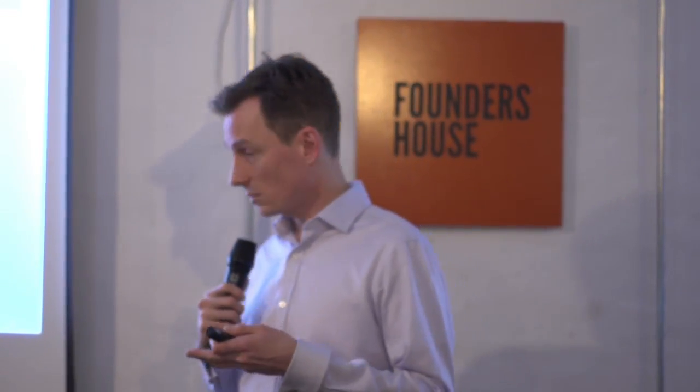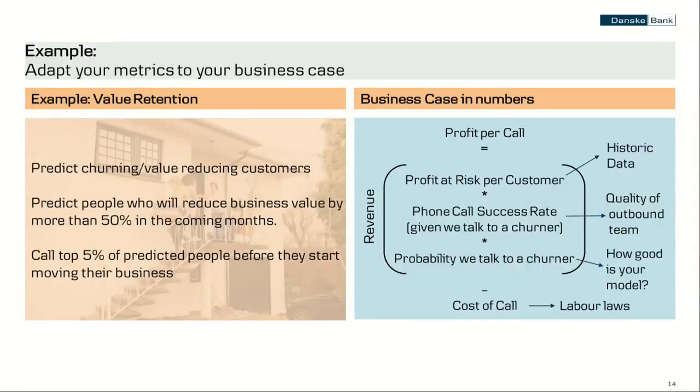So we want to run a machine learning model that helps us find those customers who are going to churn and then just act on the 5% or 10% highest predictions. So if we now look at the business case, what is our business case? It's a very simple calculation, because if you start calling, you want to know the profit per call.